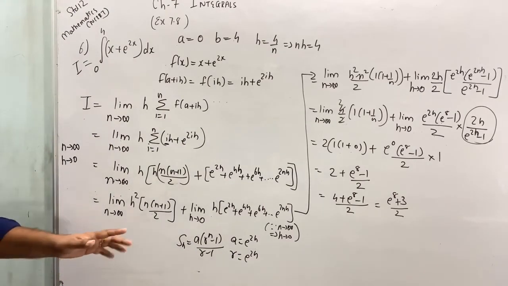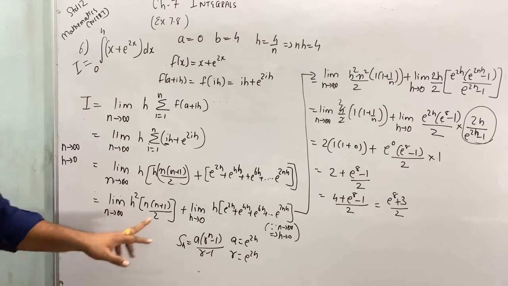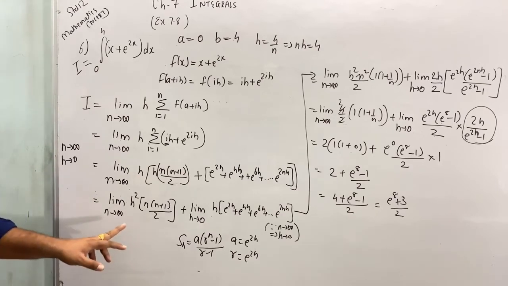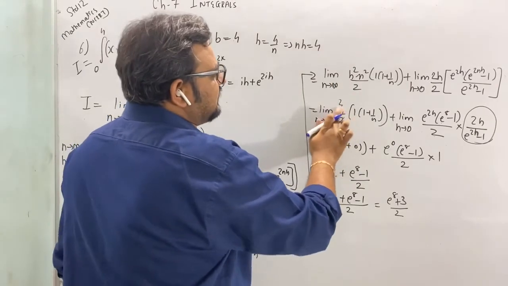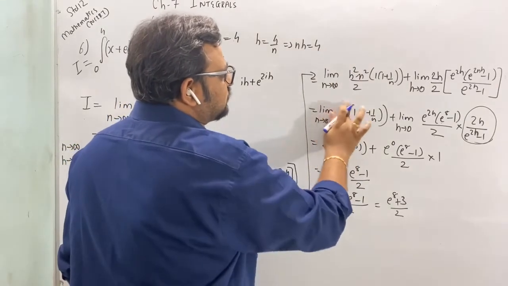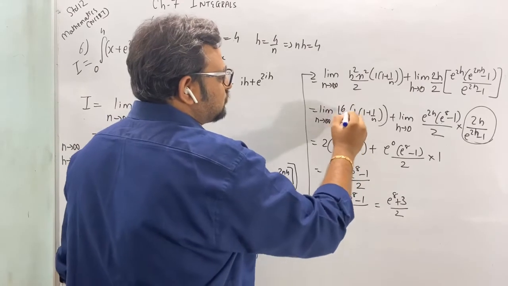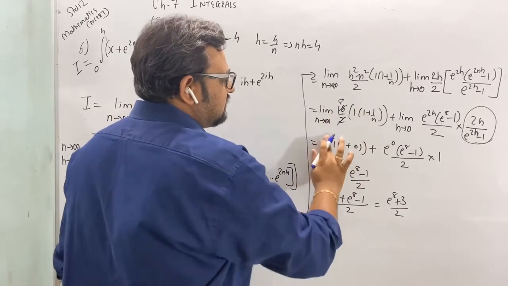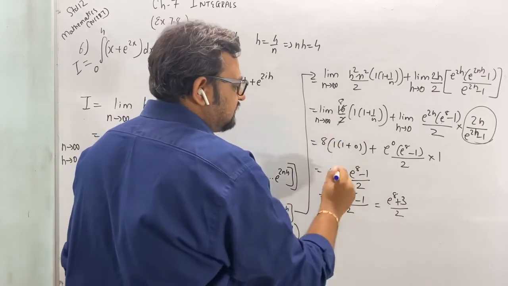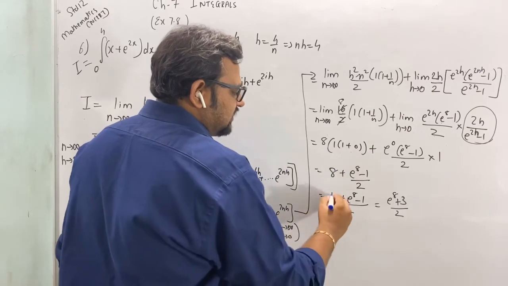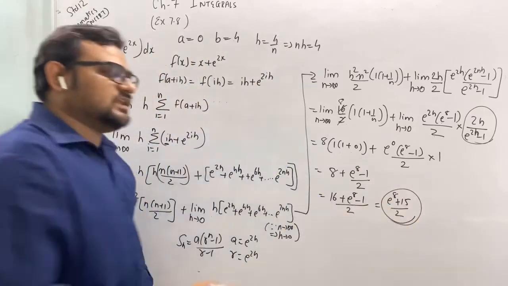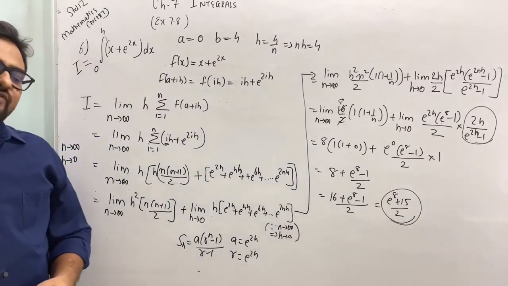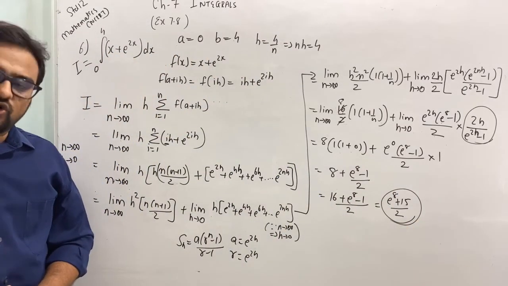Okay, let me just confirm it. And sorry, here we have made a mistake. nh is 4, so it will be n square h square, 4 square, 16. So 2 ones are 2, 8s are 8. So here it will be 8. So 8 to the 16 minus 1, it will be 15. So your answer is e raised to 8 plus 15 by 2.